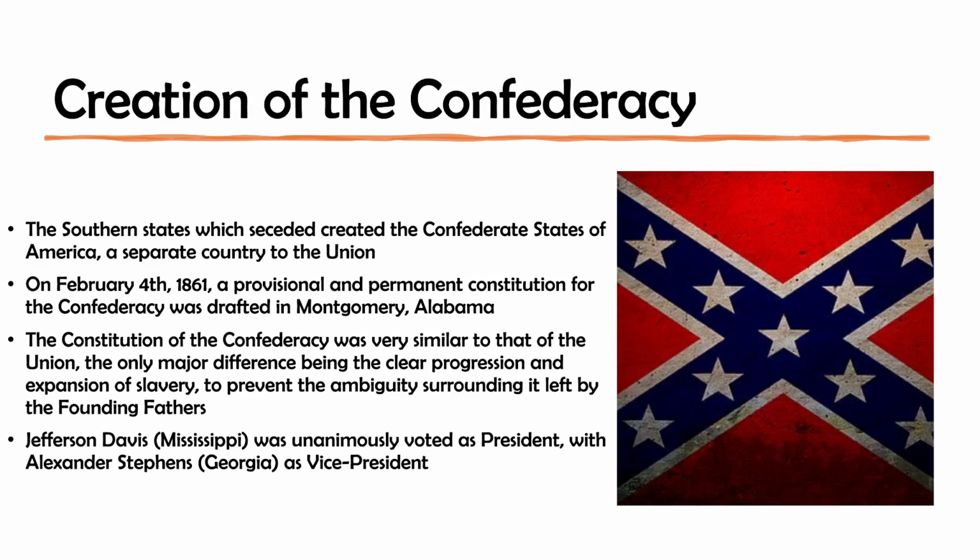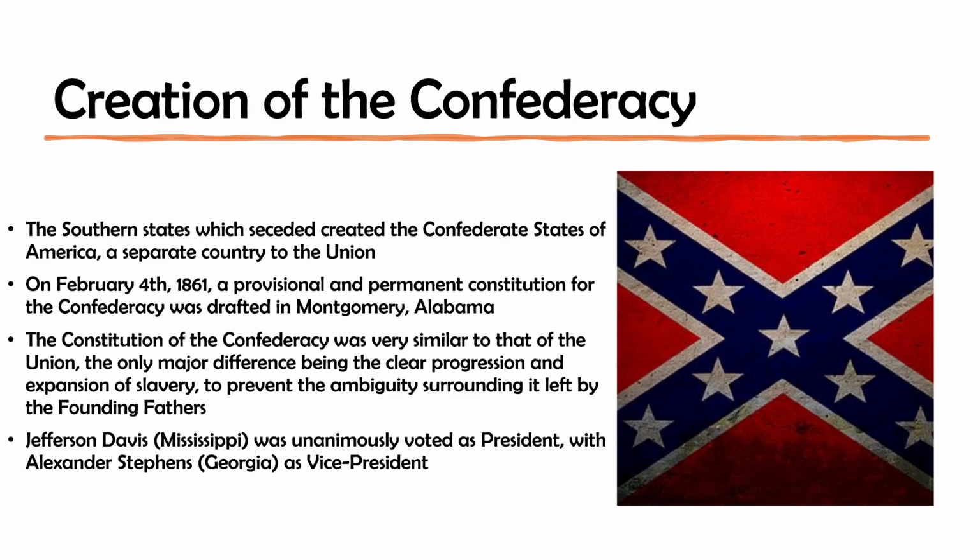The Confederacy was created. This was pretty much a separate country made up of the southern states that seceded. And on February 4th, they created their own constitution. One of the only real differences between this constitution and the one of the Union was that it was made very clear that they wanted to keep slavery going and expand it, rather than it being ambiguous, as it was perceived to be in the Constitution of the Union.